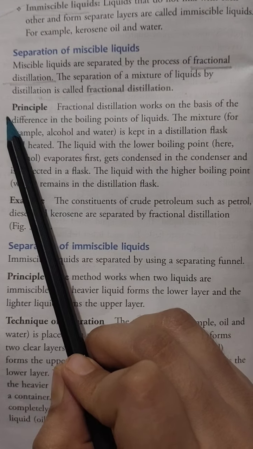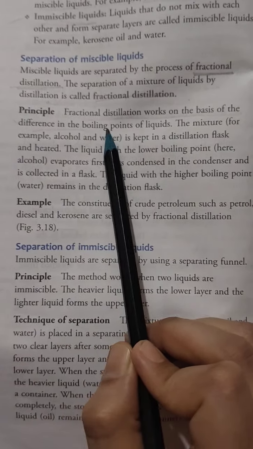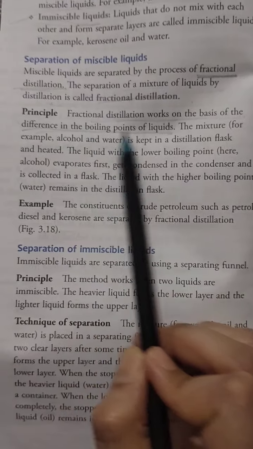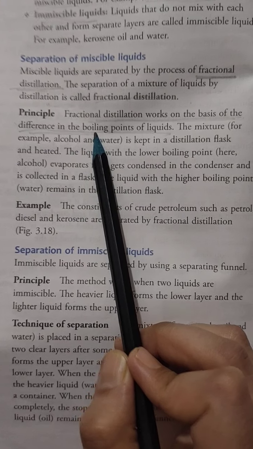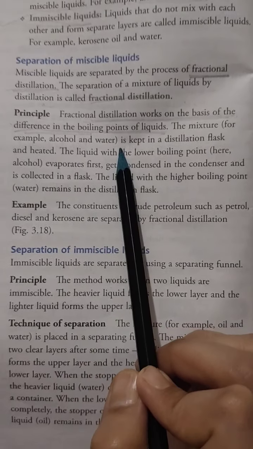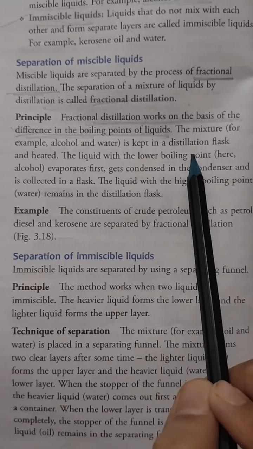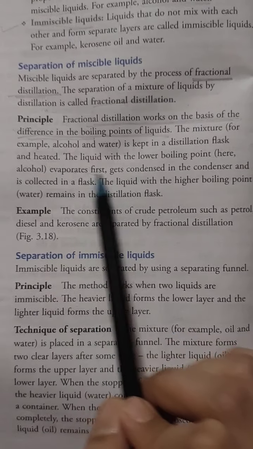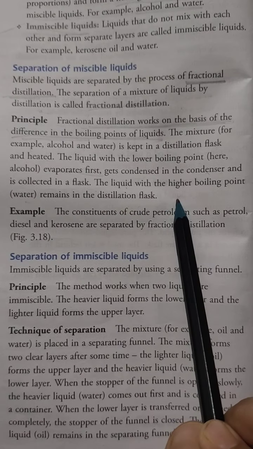What is the principle behind it? Fractional distillation works on the basis of difference in boiling points of the liquids. So fractional distillation works on the difference in the boiling points of the two liquids. The mixture, for example alcohol and water, is kept in a distillation flask and heated. The liquid with the lower boiling point, that is alcohol, evaporates first and gets condensed in the condenser and is collected in a flask. The liquid with the higher boiling point, that is water, remains in the distillation flask.